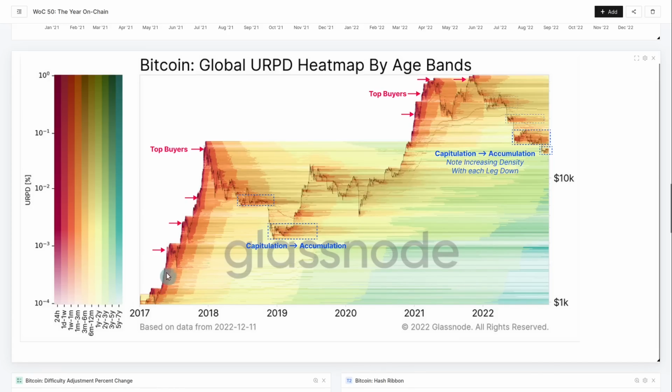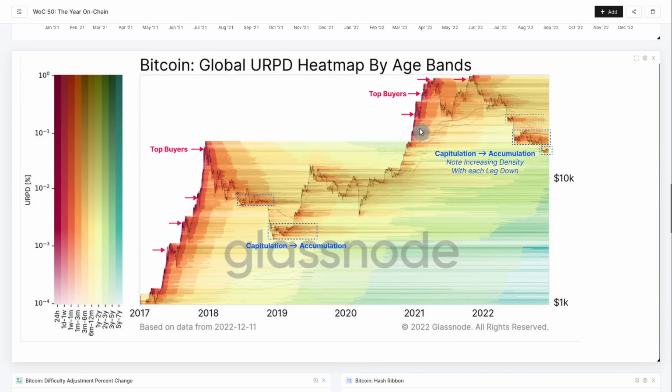Now, when you see these red colors, you can see that they're typically through the bull market in 2017. And as we broke the all-time high in 2020, we started to get that spending behavior. These red zones are old coins being spent.